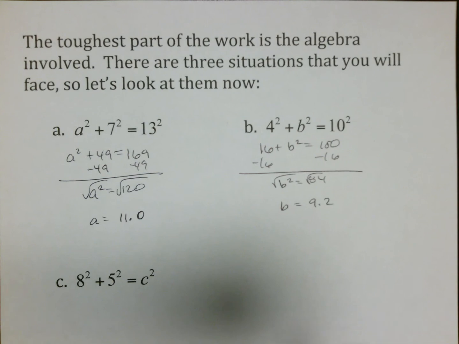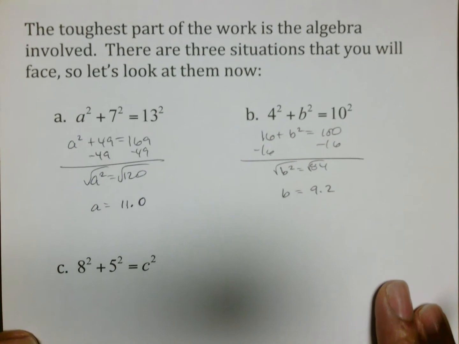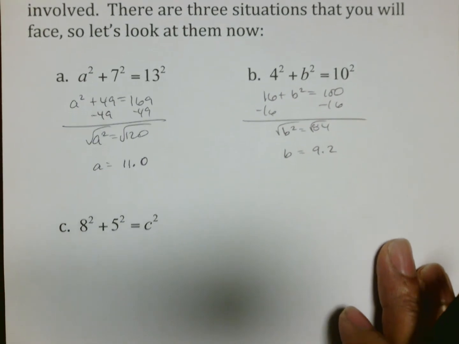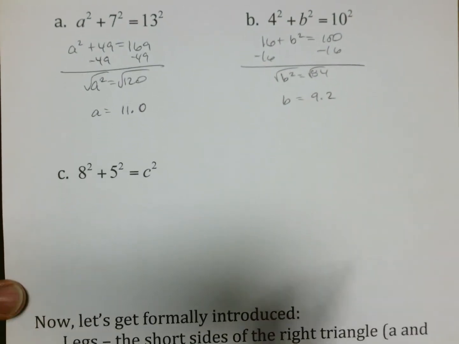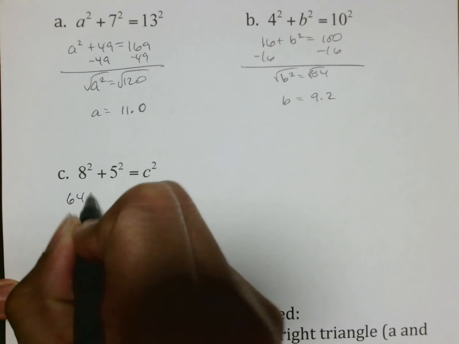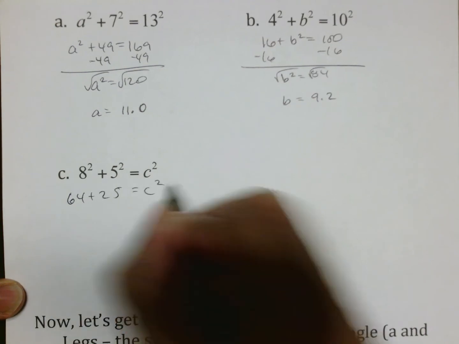That would be what you have there. Again, yes, it is a plus or minus 9.2. But the key idea here is that we don't use the negative, so it doesn't really matter in this situation. And then C, again, simplify. So 64 plus 25 equals C squared.